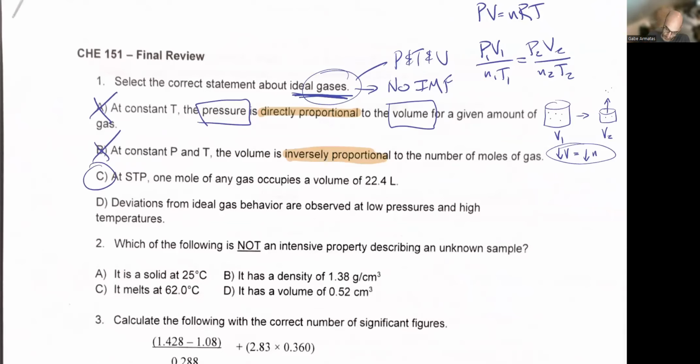But what we really should look at is how do we actually get this number? If you're not provided this number, you have to recognize that standard temperature and pressure means we're dealing with standard temperature, 0 degrees Celsius, and standard pressure, 1 atmosphere. You can always solve for this value by simply plugging it into PV equals nRT. Okay, 1 mole of gas.